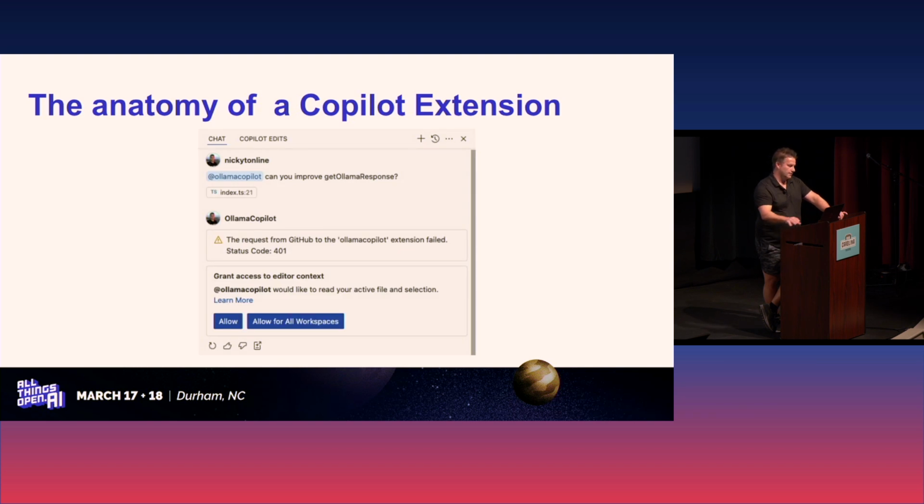And you can see here, this is a screenshot of an Ollama Copilot extension I've been working on. And you can see here, I get a 401 at first. It's like, it's not authorized. And that's because the first time, this particular extension has the permission to access the context. So in the UI, wherever you are, whether that's Visual Studio Code, or GitHub.com, you're going to get a prompt here. And you can say, I want to allow that permission for this particular project or all your workspaces.